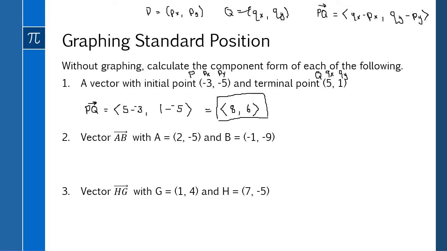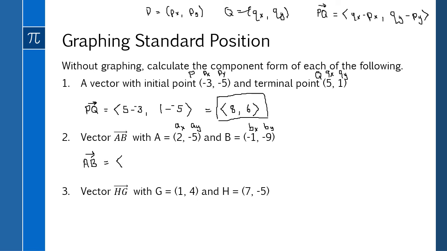And we can label these with points other than P and Q. And this one, it's A and B. So this would be point A sub x is 2, A sub y is negative 5, the x coordinate of point B is negative 1, and the y coordinate of point B is negative 9. So the vector that goes from point A to point B, again, you're always going to do terminal minus initial, so it would be B minus A.